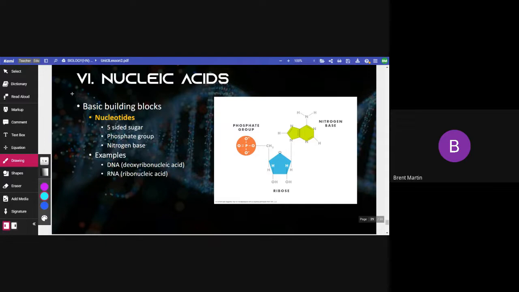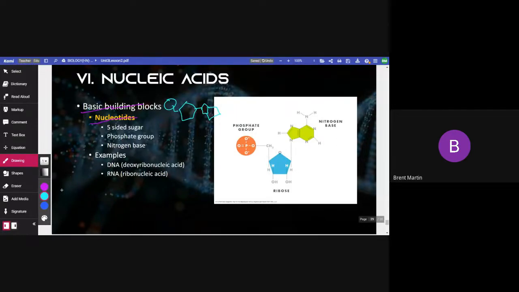So your nucleic acids. We're back to building blocks again. The building block of a nucleic acid is something called a nucleotide. Yes, you do need to know that. Now, every time I draw a nucleotide, if I'm to just draw it quickly, to me, as a teacher, that's a 5-sided sugar, a phosphate group, and then a nitrogen base. That's how I draw it all the time, just like that.